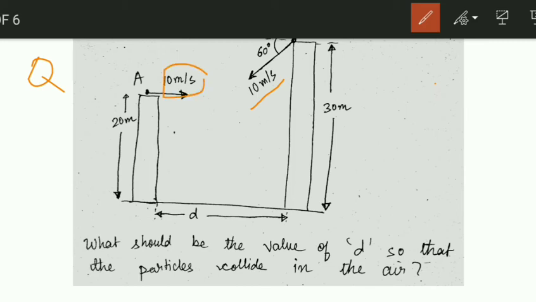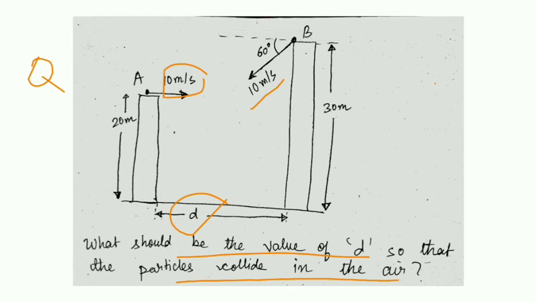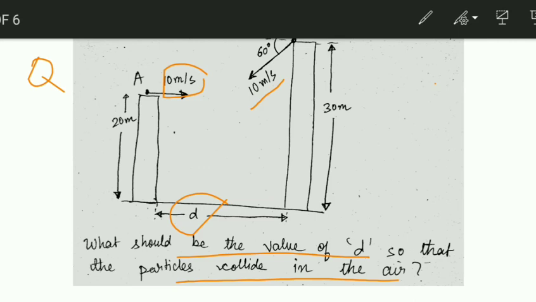Now the distance between the towers is given as d. We have to find out what should be the value of d so that the particles collide in the air. Now this is a very simple question if you have understood the theory well. Otherwise this question will appear very difficult. So let's see the solution.